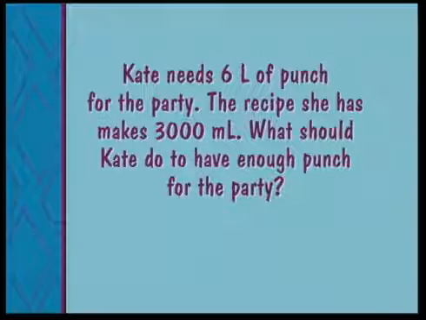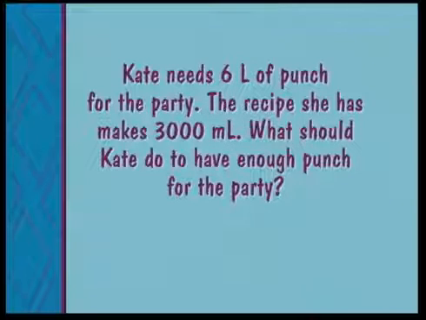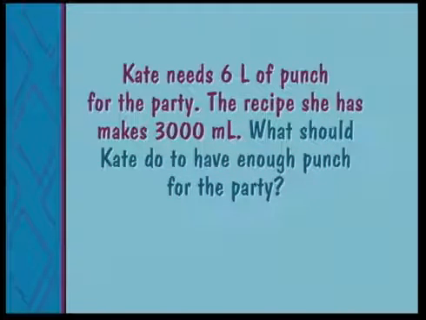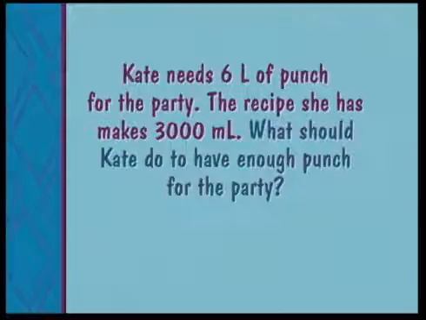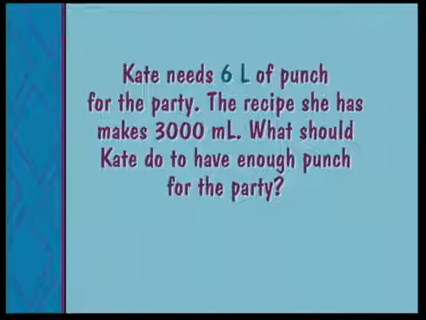All right, now what is the question asking you to determine? It's asking you, what does she have to do to have enough punch? All right, so then we're going to go next to what information do we know? And we should have two pieces of information, right? How much she needs and how much she has. So the amount that she needs is 6 liters. The amount that she has is 3,000 milliliters.